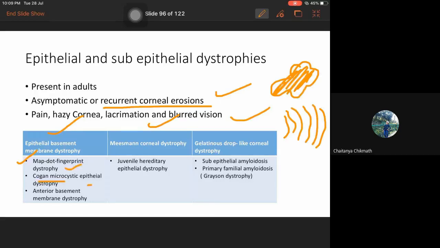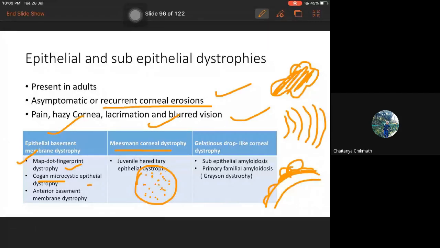Next, you have Meesmann corneal dystrophy. Suppose this is the cornea. We know it involves only the epithelium. In the epithelium, because of a genetic mutation, abnormal protein starts accumulating and forms cysts. When looked at from the anterior side, they appear as multiple cysts. The other name is juvenile hereditary epithelial dystrophy. Meesmann corneal dystrophy has multiple epithelial cysts.